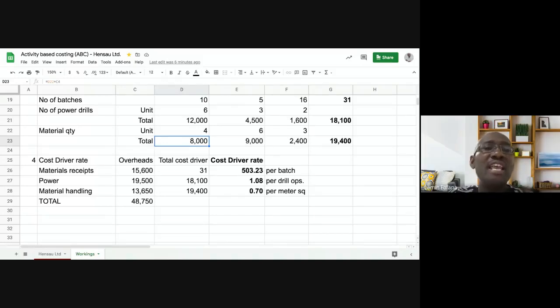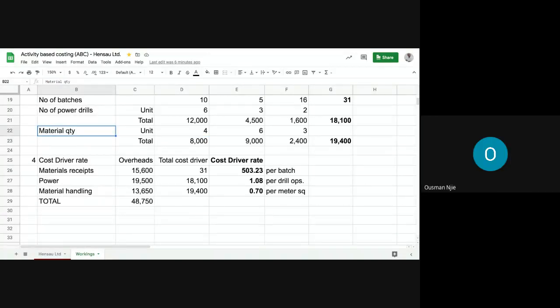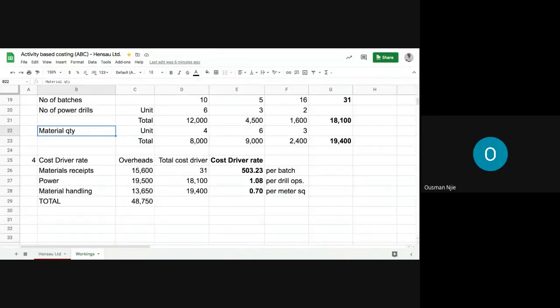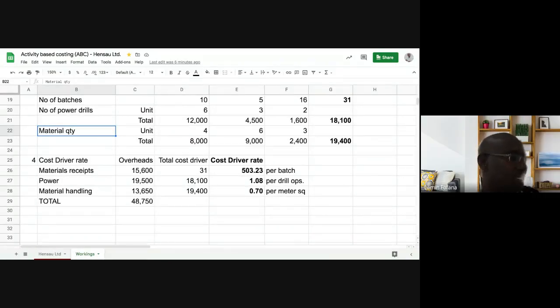No, no, no, the 8,000 is not units. Don't confuse it. The 8,000 is material quantity. It's a material quantity in production. No. This is material quantity in meter square, not in production. So that means this 8,000 is in meter square, 8,000 meter square. This is 8,000 meter square for material handling activity as a cost. If you have to handle material, you have to know how many materials, and of course you express materials in meter square by their length.